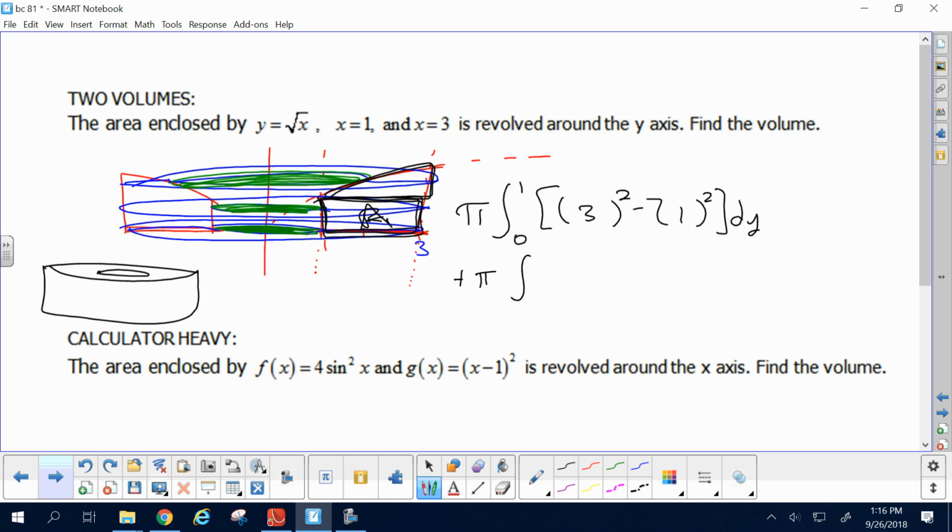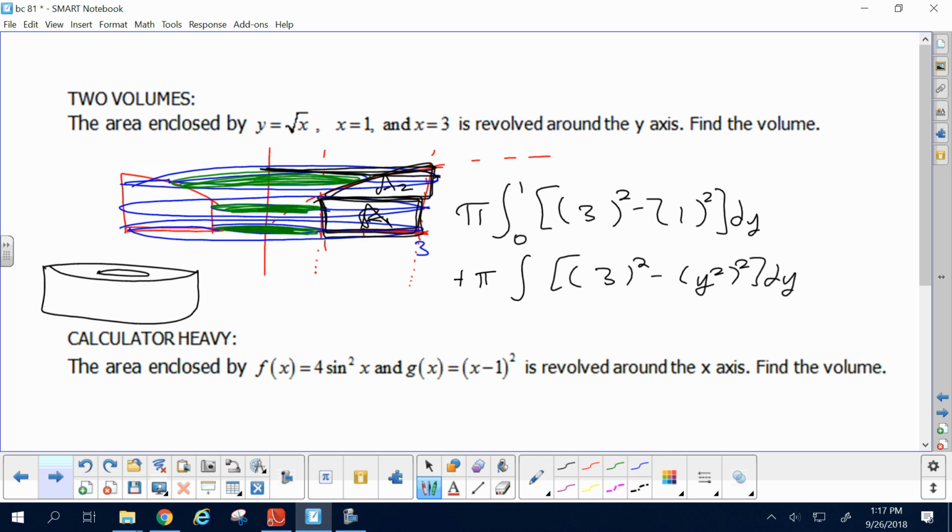pi of, let's talk the volume of area 2 revolve. What's big R? Big R here is still 3. But now little r, the inside r, green circles r, is the function, right? And so in function terms and x terms or y terms? So y squared squared dy.